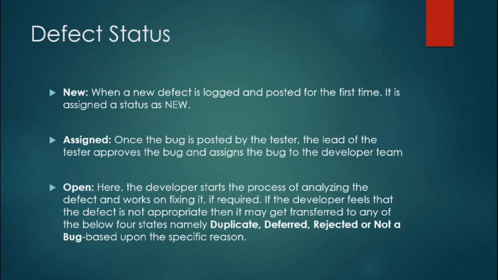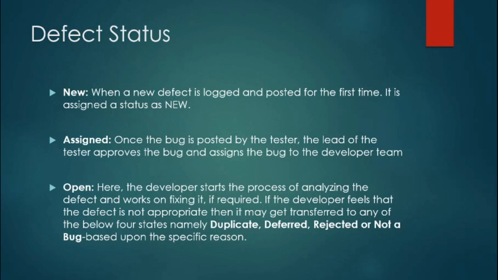Okay. It also happens that the tester can assign this defect to the developer who is looking after this new functionality, or it may happen that the lead of the tester can assign it to the developer team. Okay. Now the third thing is the open status.